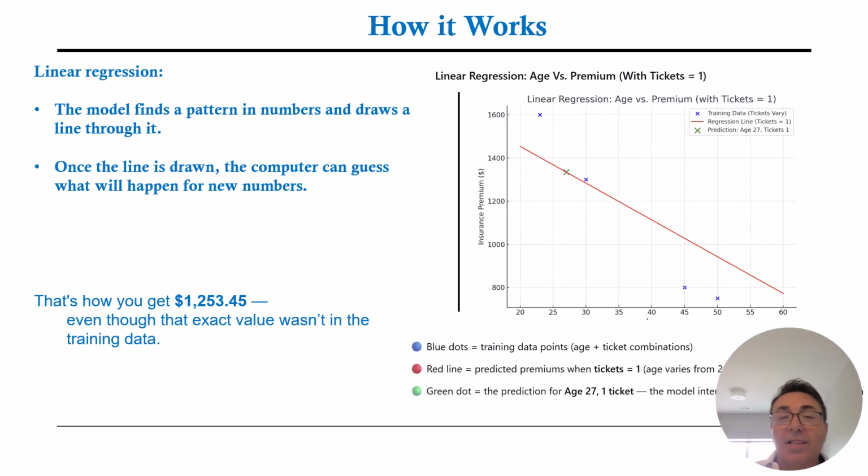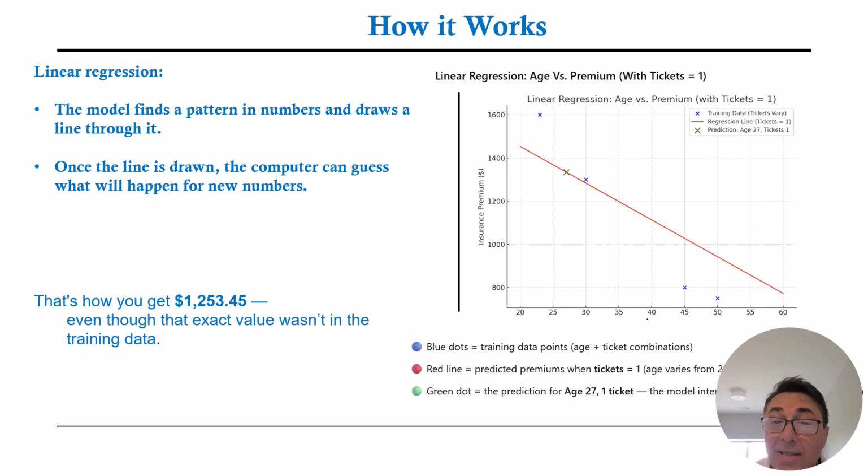So this is called linear regression. The model finds a pattern in numbers and draws a line through it. Once that line is drawn, the computer can guess what will happen for new numbers that we presented. So here we have the blue dots, the training data. This is the training data, see? That's how we trained it, okay?